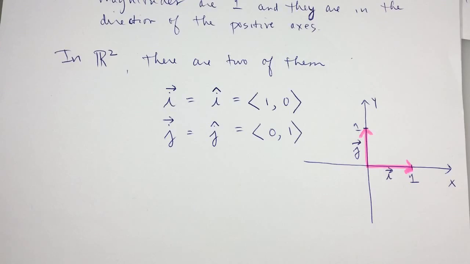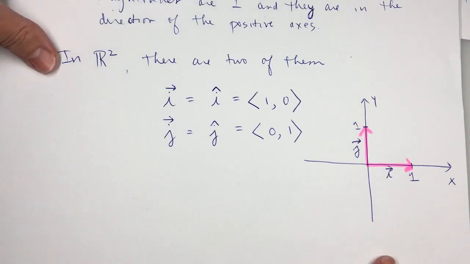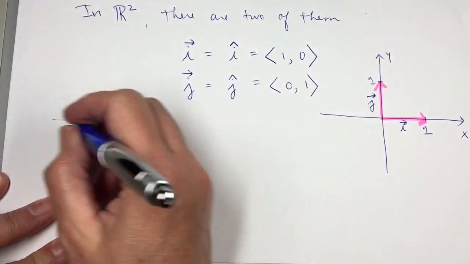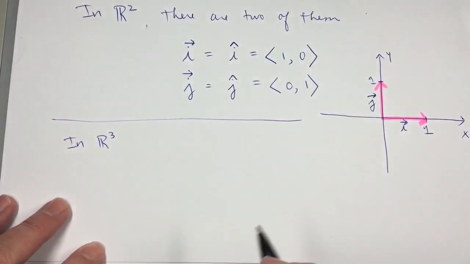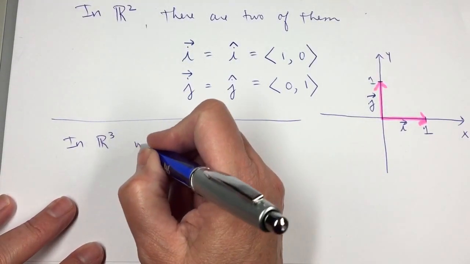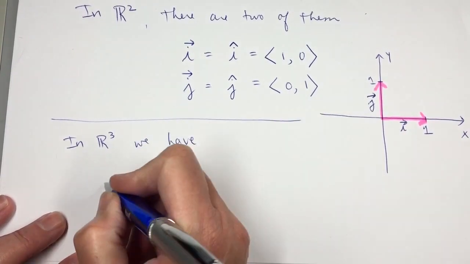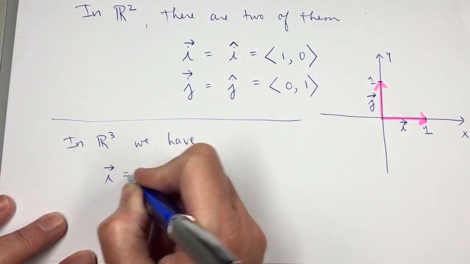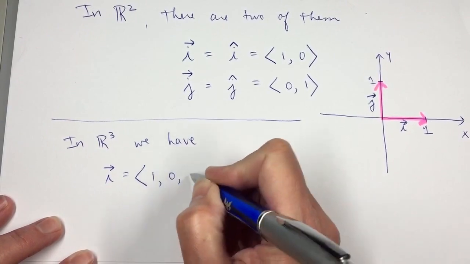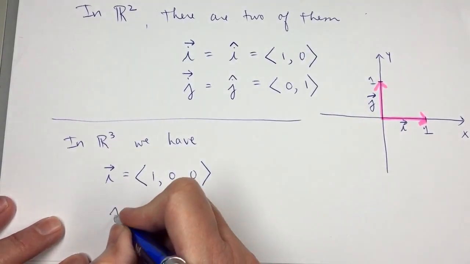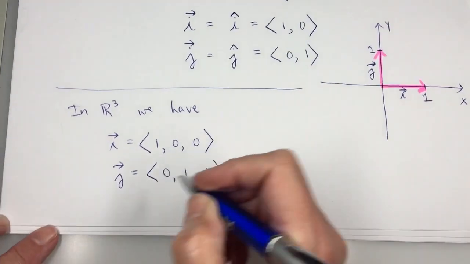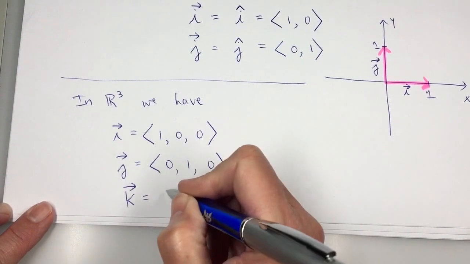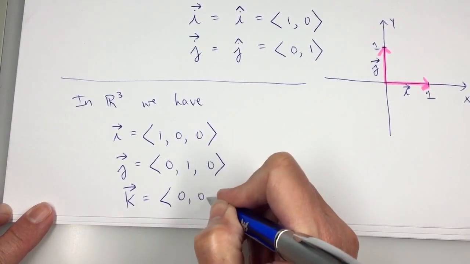It doesn't matter. If we're in 3-space, you have 3 of them. So in R3, we have i, which would be <1, 0, 0>, and j would be <0, 1, 0>, and k would be <0, 0, 1>.